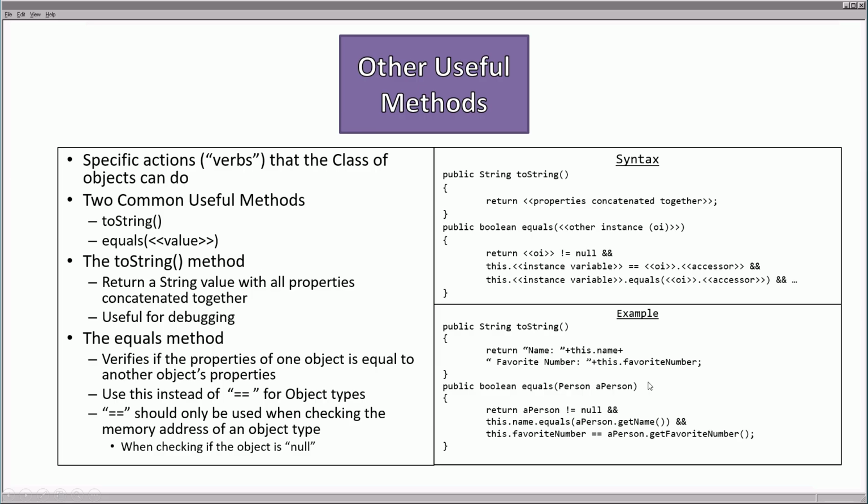For the .equals method, we are comparing this person to another person, which we have named aPerson. So first check: return aPerson is not equal to null. So has this person been constructed? Does this person exist? If that's true, then we move on, and we have to check this.name. Name is a string. This is a non-primitive type, so we need to use the method equals and then get this person's name to compare the two.